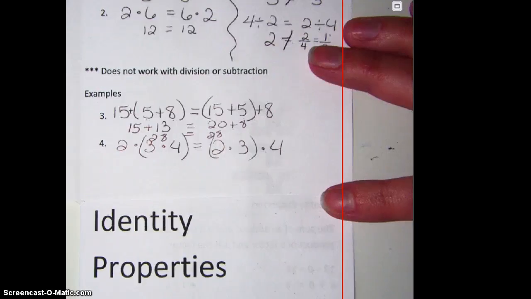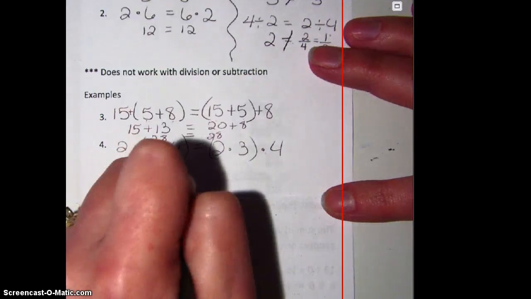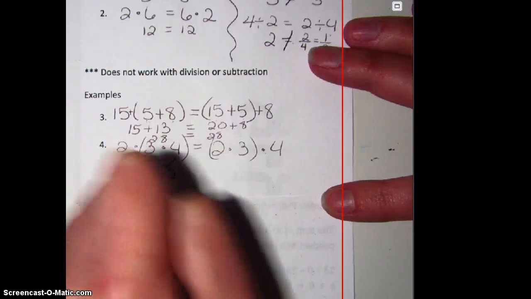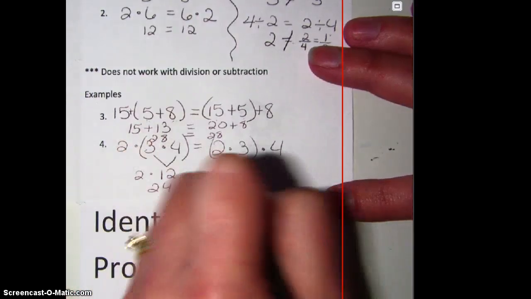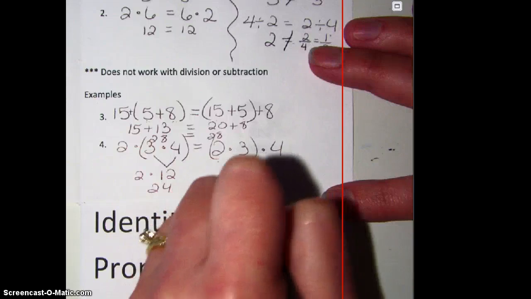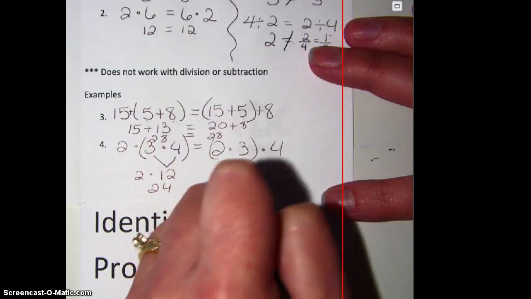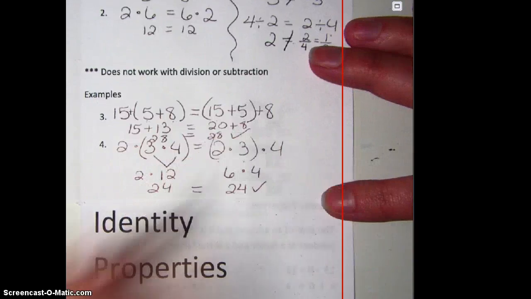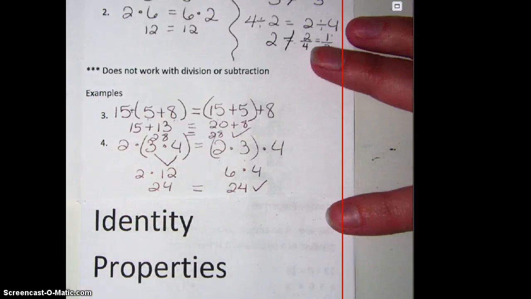Let's take a look at the multiplication. It tells me to do the parentheses first. 3 times 4 is 12. Times 2 is 24. 2 times 3 is 6. Times 4 is 24. Oh my goodness. Checked out. They both worked. So as long as they're multiplication or addition, this particular property, the associative property, is going to work.